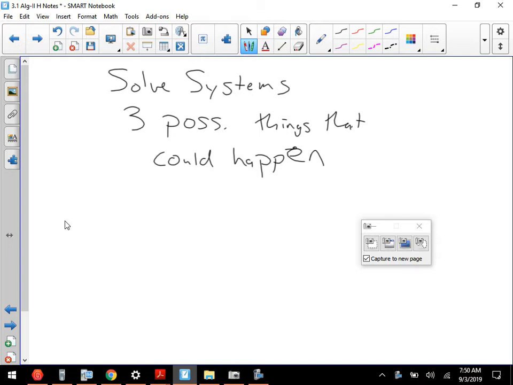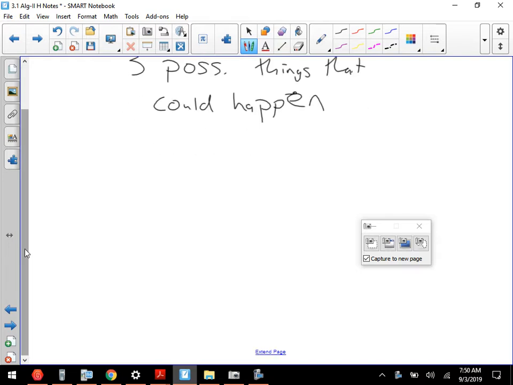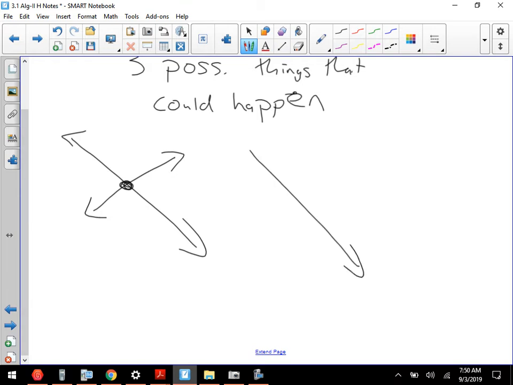So, there's three possible things that can happen when you solve systems of equations, and we're talking about two variables. Obviously you're graphing lines because you're in linear. They could intersect at one point. The point at which they intersect is the solution. So it could happen with one answer. You could get parallel, which means there's no solution.